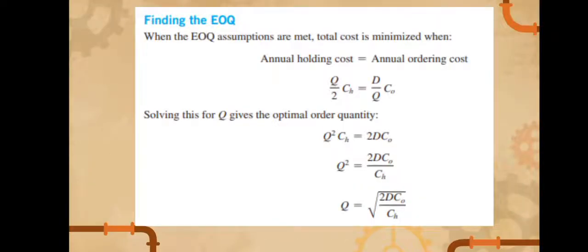So, to minimize total cost, the order quantity should occur where the two costs are equal. By equating annual ordering cost to annual carrying or holding cost, we get the optimal order quantity, which can also be considered the economic order quantity, equal to the square root of 2 times the annual demand multiplied by the ordering cost divided by the carrying or holding cost.